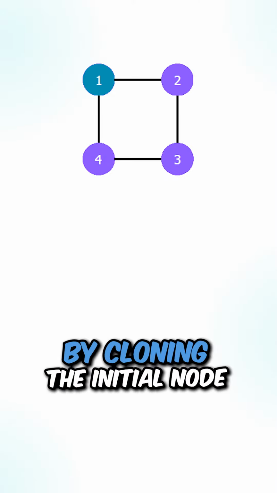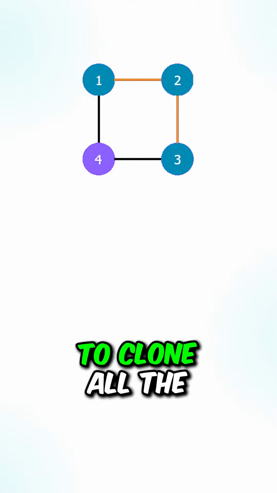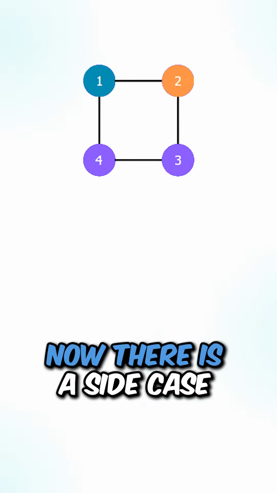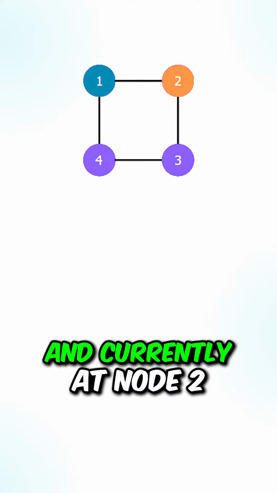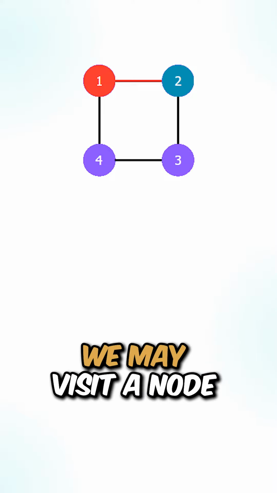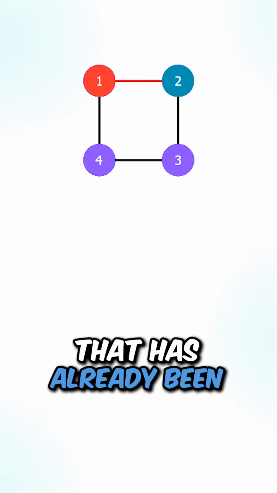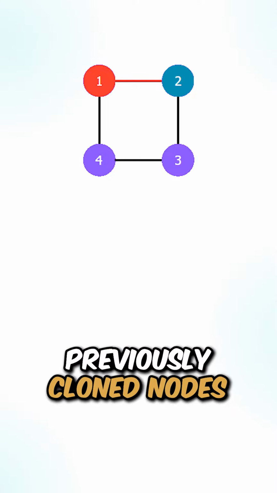We will start off by cloning the initial node, and then we can perform a depth first search on the neighboring nodes to clone all the connected nodes. Now there's a side case that we need to handle, so let's say we finish cloning node 1 and currently at node 2. After cloning node 2, we will need to visit the neighboring nodes. We may visit a node that has already been cloned before. That means we will need a way to keep track of previously cloned nodes.